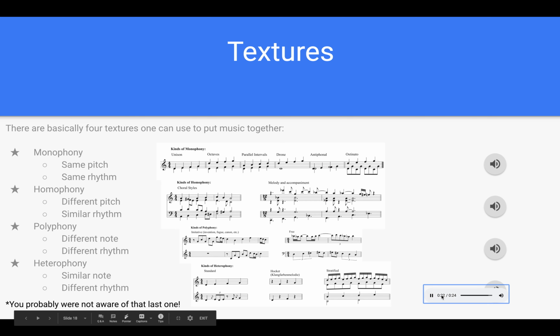And that stratified stuff, beautiful. You often find that kind of texture in Indonesian gamelan, in fact. Let's listen one more time.